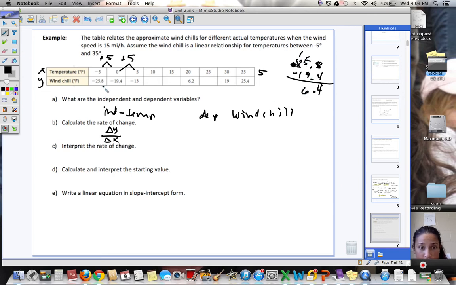So I see that from here to here, I moved 6.4, but now I need to determine, did I move up or did I move down? Am I moving in a positive direction or a negative direction? Well, if I'm going from a big negative number to a smaller negative number, I'm moving positively because I'm getting closer to positive numbers. So if I do it again from here, you'll see that it's still a positive 6.4.